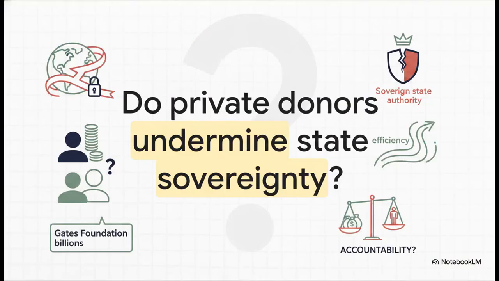Now, here's a contemporary curveball for our debate: massive private philanthropy. Organizations like the Gates Foundation are injecting literally billions into global health. But ethically, this raises a massive red flag. Do these private entities actually make aid more efficient by bypassing all that bureaucratic red tape, or do they completely undermine sovereign state authority? I mean, when private individuals hold more financial power than the actual governments they're supposed to be helping, it severely complicates who is actually accountable to the local citizens.